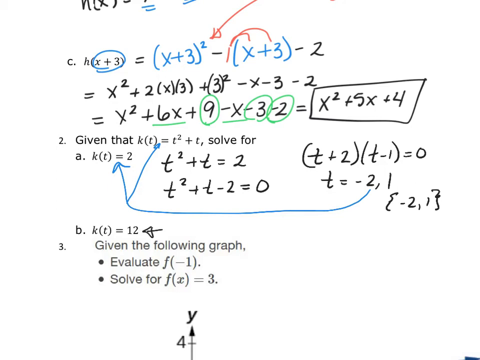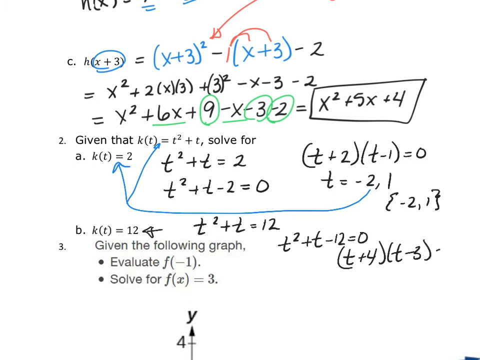Now, if I take a look at B, it's the same kind of thing. This is telling me I have the answer of 12. So t squared plus t is equal to 12. Same kind of thing as I did before. It's a quadratic. I'm going to bring 12 to the other side. So t squared plus t minus 12 is equal to 0. So t plus 4, t minus 3 is equal to 0. So my two values are t equals negative 4 and 3. Curly brackets, negative 4 comma 3.